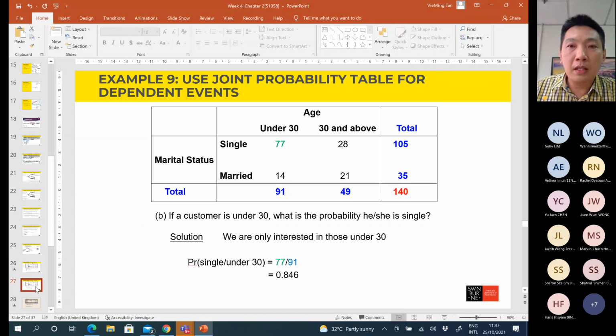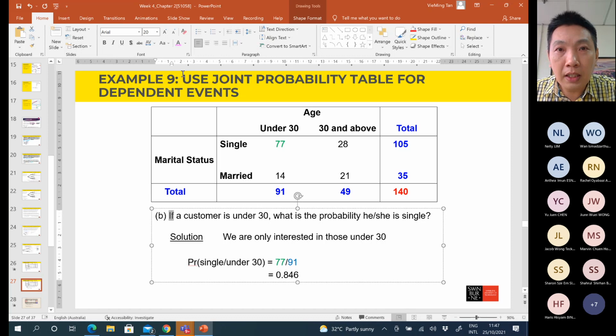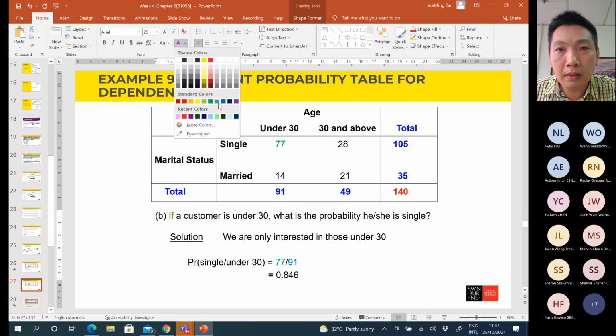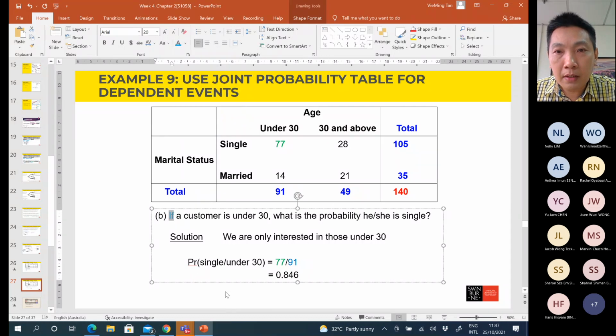Part B. This question is, if a customer is under 30, that means we know that the customer is under 30. So we put under 30 as the denominator, at the back. If, this is the keyword, if, given something already happened. If the customer is under 30.